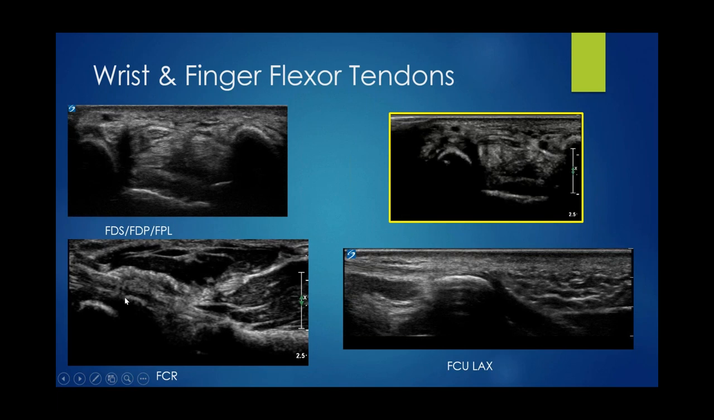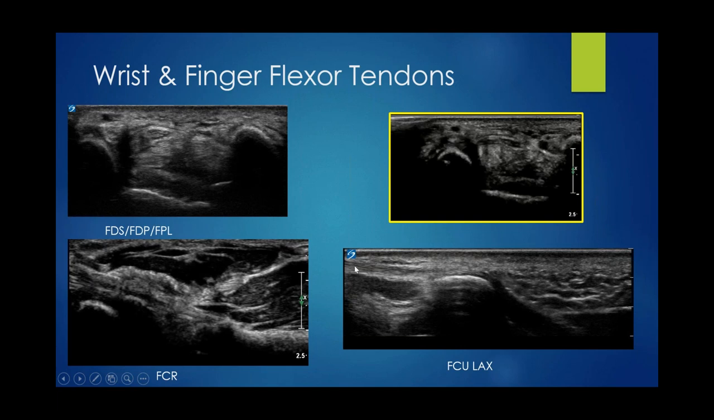This image is a long axis view of the flexor carpi radialis. This is a very challenging tendon to see all the way down distally, as it lives in its own fibro-osseous tunnel created by the tubercle of the trapezium, somewhat overlapping the tendon. The tendon itself is inserting here into the base of the second metacarpal.